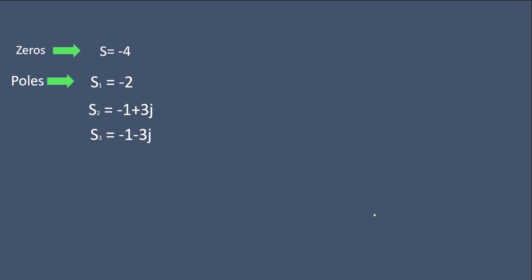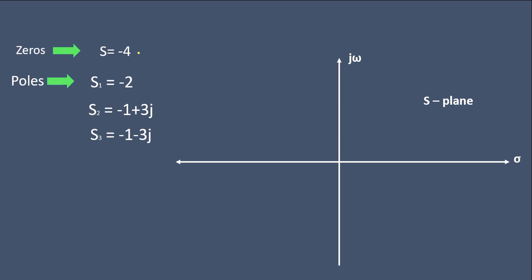Now let us plot the poles and zeros on the S plane. First we have a zero at S is equal to minus 4. So the minus 4 will be on the left hand side of the S plane. Then we have a pole at S is equal to minus 2. So I have denoted the pole with a cross sign and it is at minus 2.